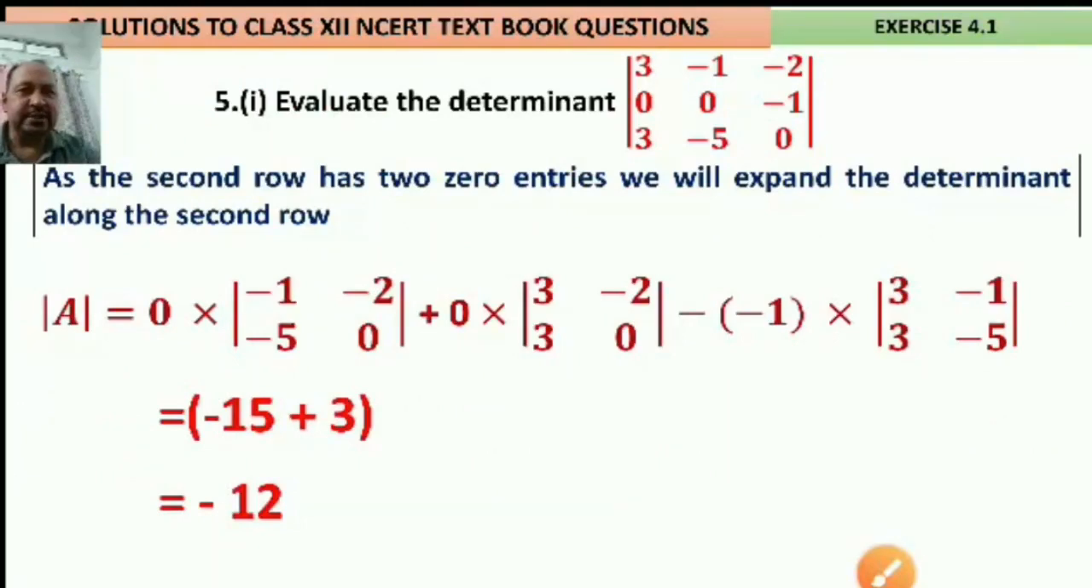Okay student, this is question number 5, first part. Evaluate the determinant 3, minus 1, minus 2, 0, 0, minus 1, 3, minus 5, 0. As the second row has 2 zeros in it, it means the second row has the maximum number of zeros. As you know, you have to choose the row or column with the maximum number of zeros. So you can expand the determinant along the second row, and you will get the answer minus 12.